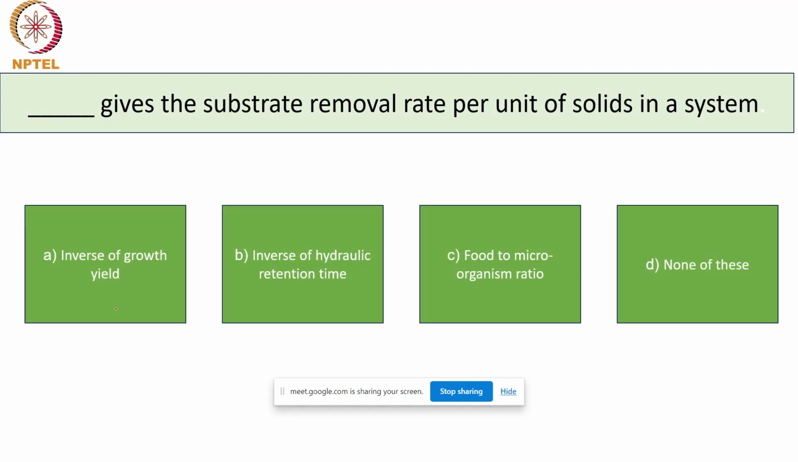Dash gives substrate removal rate per unit solids in the system. Can someone tell what is the answer? Okay, I'll give some time. Maybe you can think for like 2 3 minutes. After that, I will explain how it works.